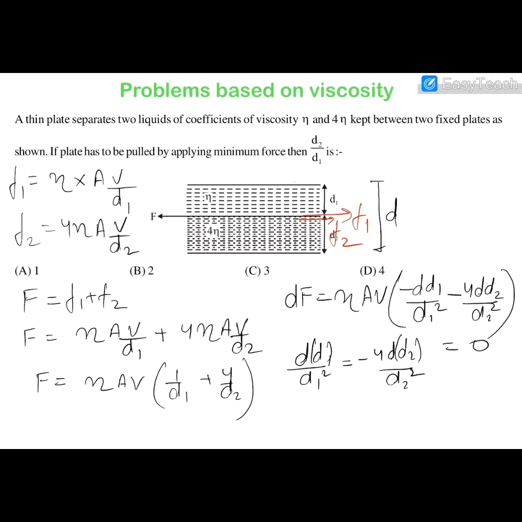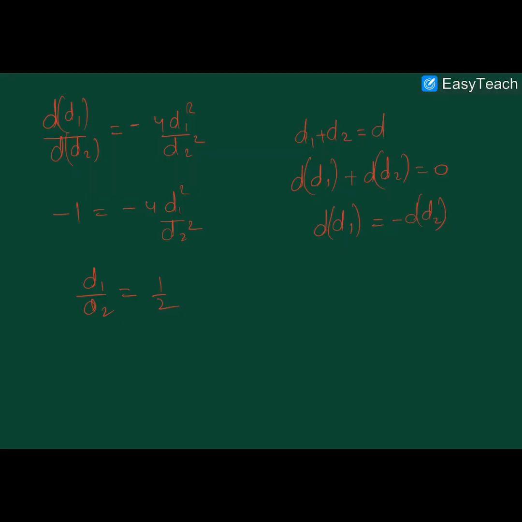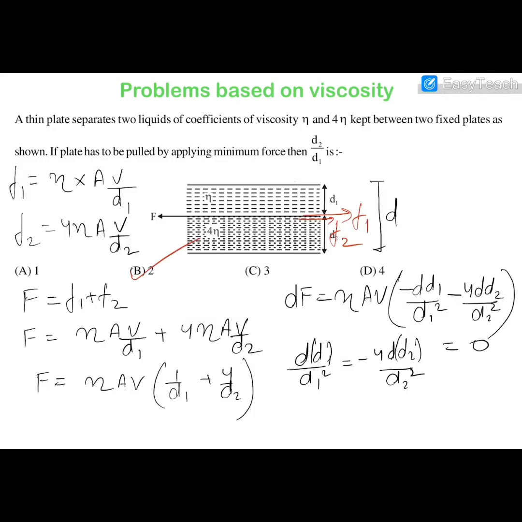So we have to find out the value of d2 by d1. So d2 by d1 will be equal to 2. So the correct answer will be option B. Now we move on to the next question.